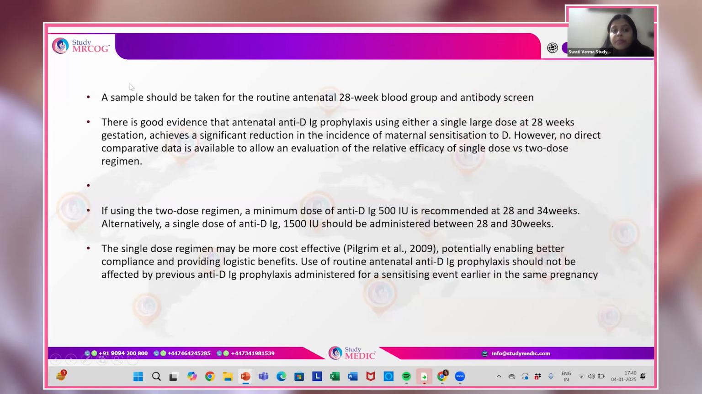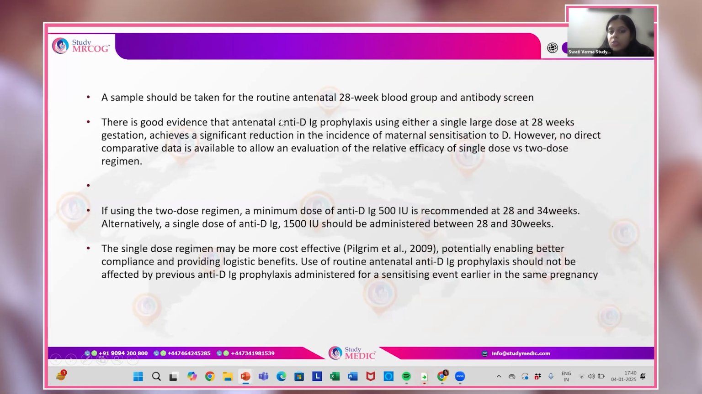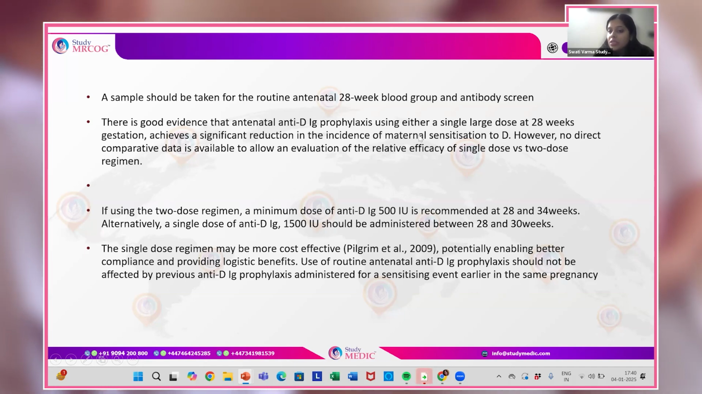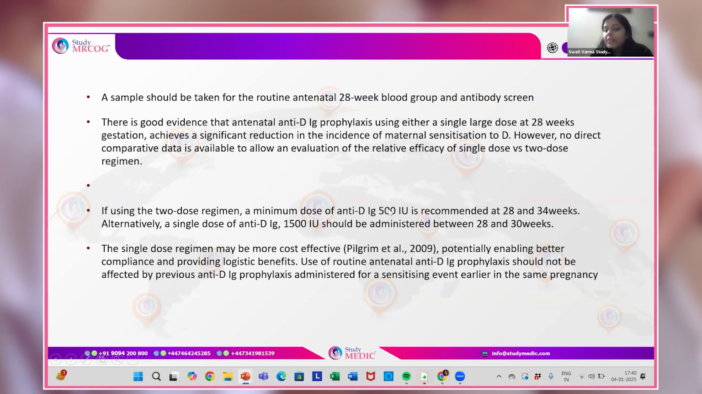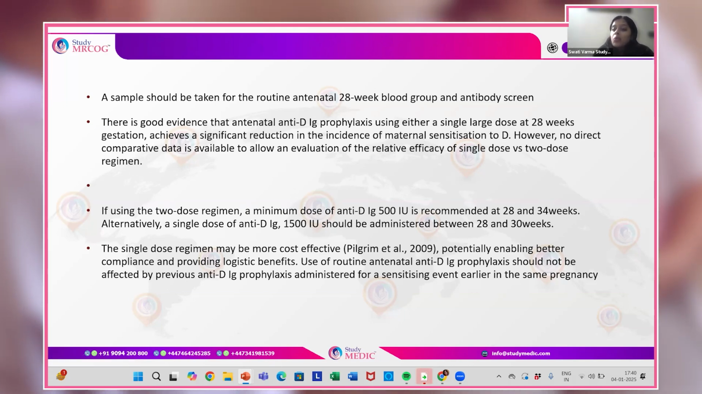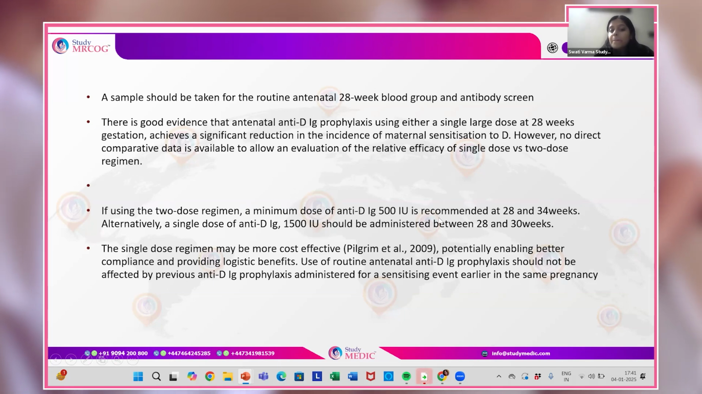Regarding other options, there is good evidence that antenatal anti-D immunoglobulin prophylaxis using either a single large dose at 28 weeks achieves a significant reduction in the incidence of maternal sensitization. If using 2-dose regime, you should give 500 at 28 and 34 weeks. Or single dose, you can give 1500 between 28 and 30 weeks. If they ask out of 2, which is preferred? Because of cost effectiveness, single dose regimen is more cost effective. Okay.